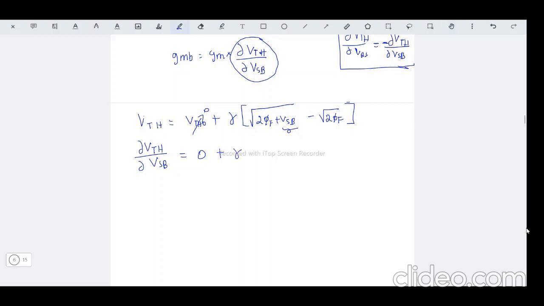So gamma times the square root function; we know that differentiation of a square root function is 1 by 2 root of that function, 2 phi f plus VSB. Also this term is not changing with respect to VSB, so its differentiation would be 0. So finally we got ∂VTH by ∂VSB. I'll be substituting this into the equation which we obtained. So GMB equals gm into gamma divided by 2 times square root of (2 phi f plus VSB).